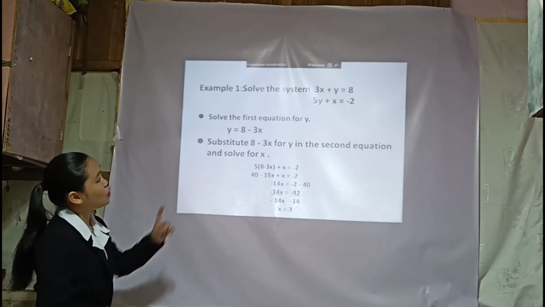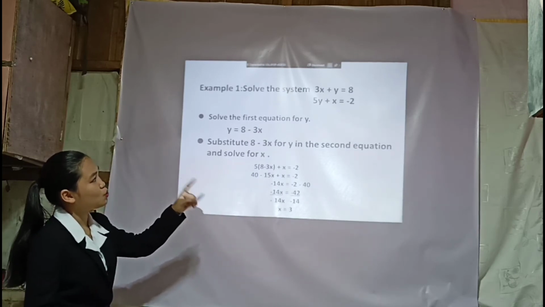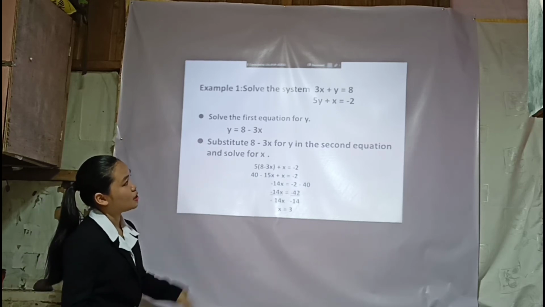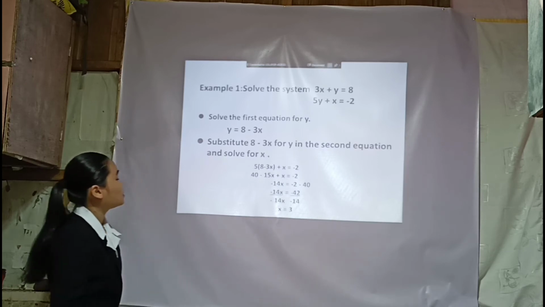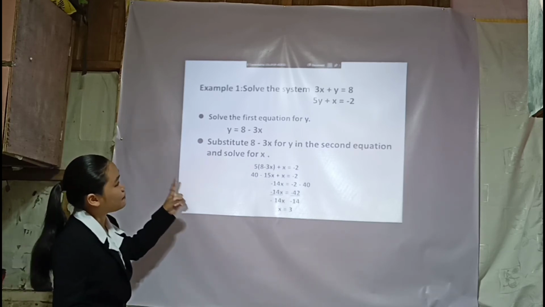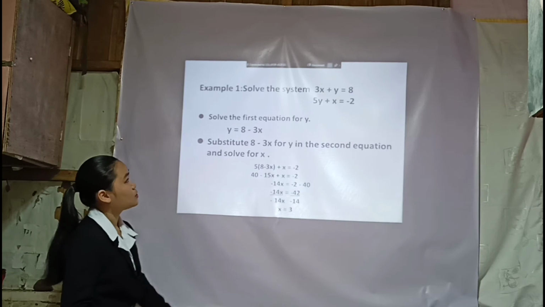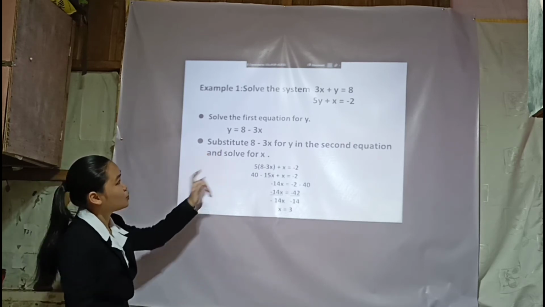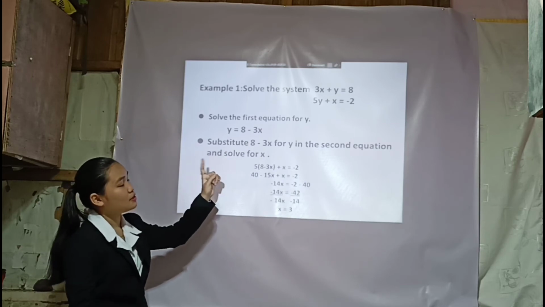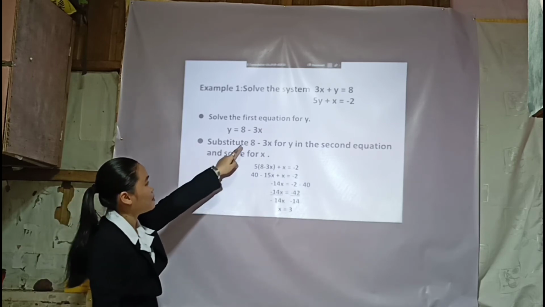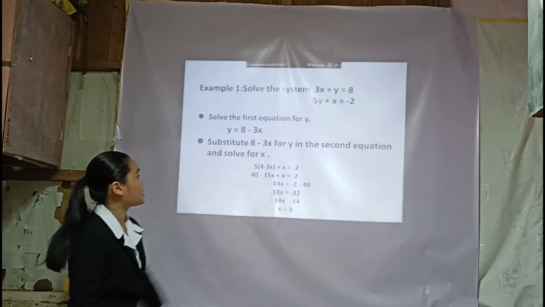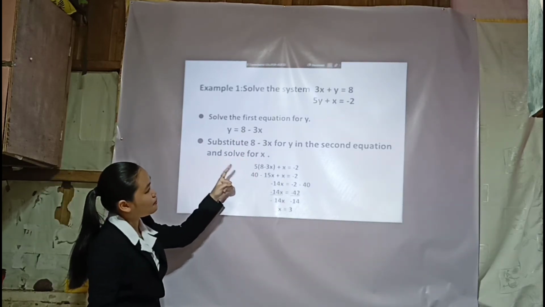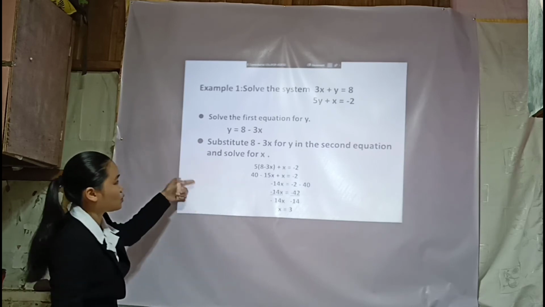Example 1. Solve the system 3x plus y equals 8 and 5y plus x equals negative 2. So, the first step: solve the first equation for y. So, we have y equals 8, and we transfer the 3x to the other side. That is why it becomes negative 3x. For the second step, substitute 8 minus 3x for y in the second equation and solve for x.